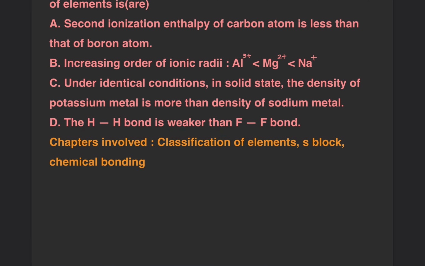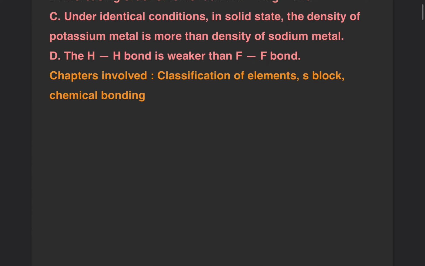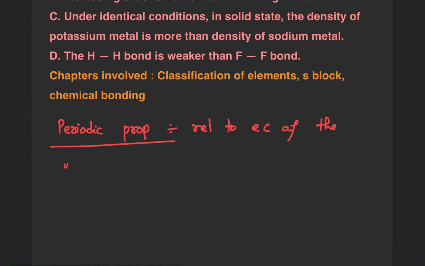Okay, so the chapters involved are classification of elements as s, p, d, f block and chemical bonding. Okay, so to start with, we need to know what are periodic properties. So these are properties which are related to the electronic configuration of the elements. Okay, so they are related to electronic configuration of the elements, and they also show regular gradation, that is regular or gradual change when we move from left to right in a period or from top to bottom in a group.